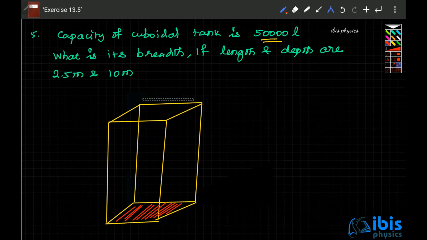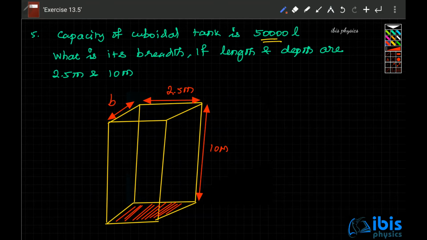We know that the length is 2.5 and the depth is 10 meters. And if you mark the values, this is 2.5 meter, this is 10 meter. You don't know the breadth of this cuboid, but the total capacity of the cuboid is 50,000 liters. You don't know the breadth.